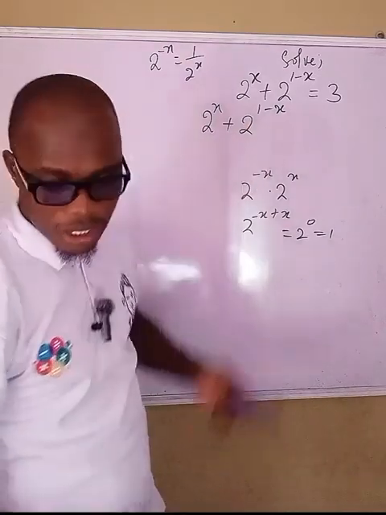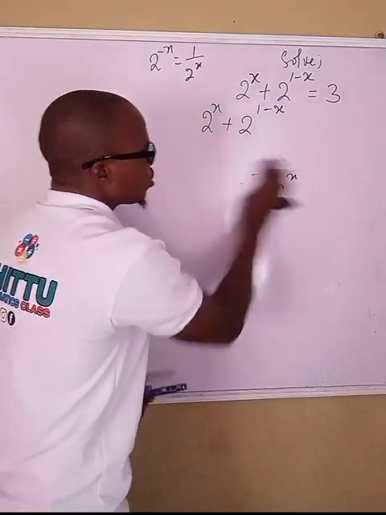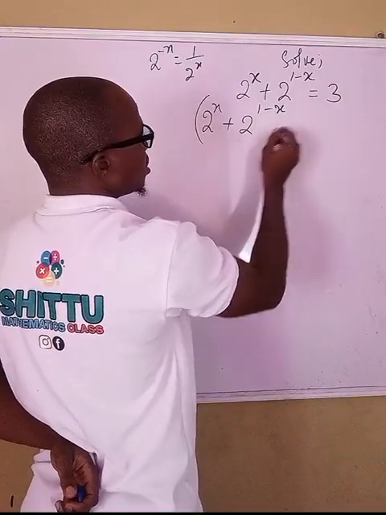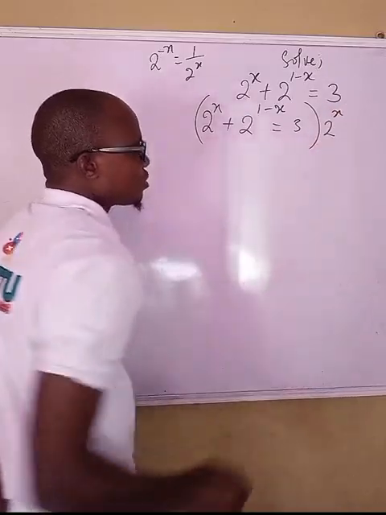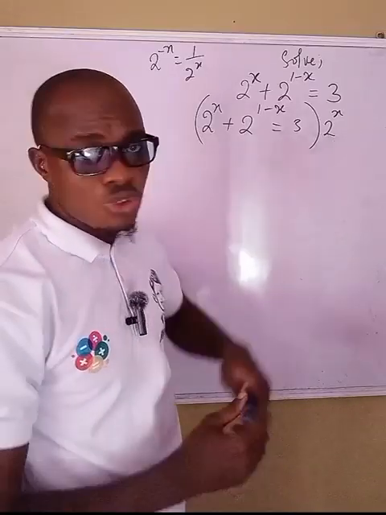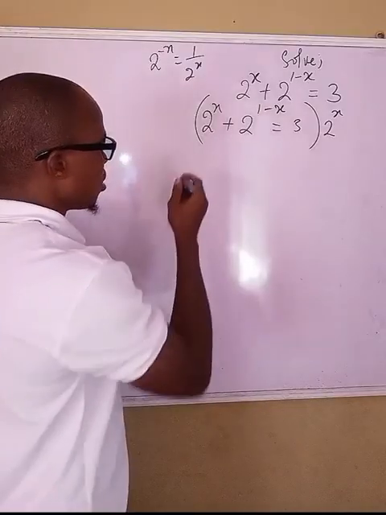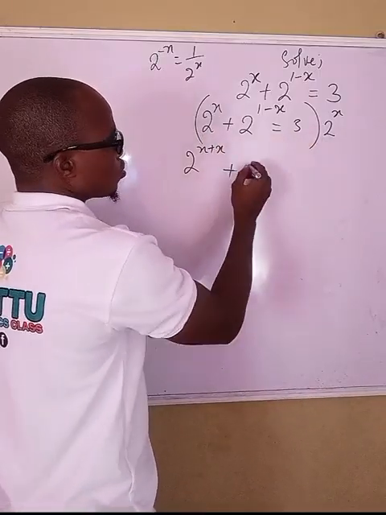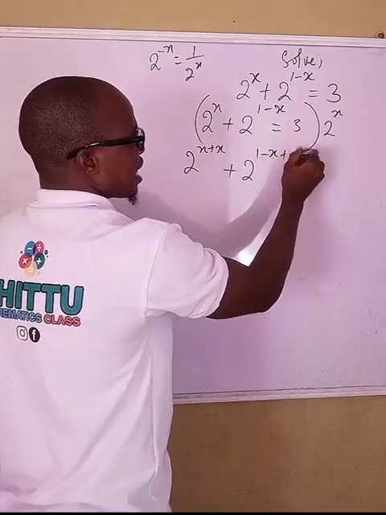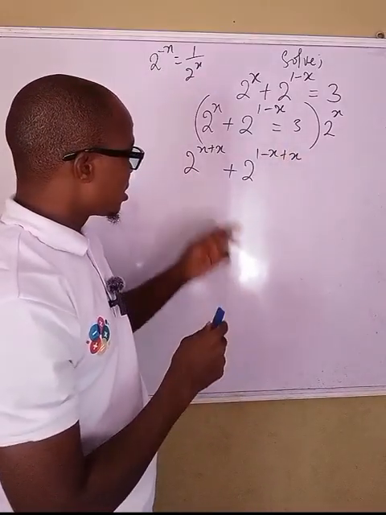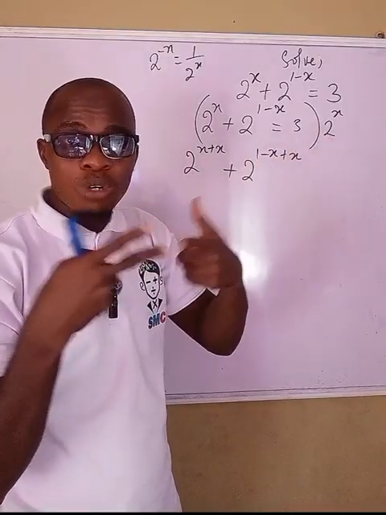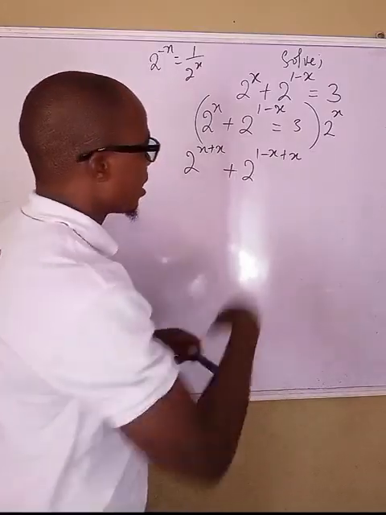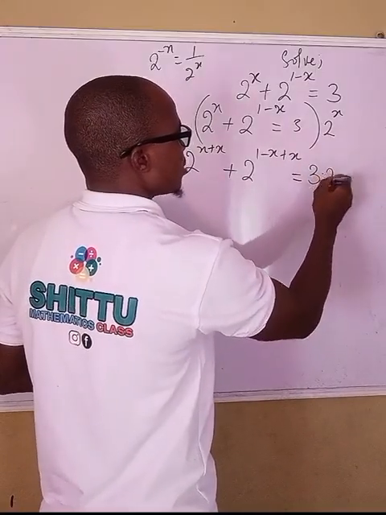So now I'm going to use this idea. I'm going to multiply the whole equation by 2^x. 2^x multiplied by 2^x will be 2^(x + x), because we have the same base. Then plus 2^(1 - x + x). Because of the same base, their powers will be added, and that's what I did here. Then equals 3 multiplied by 2^x.